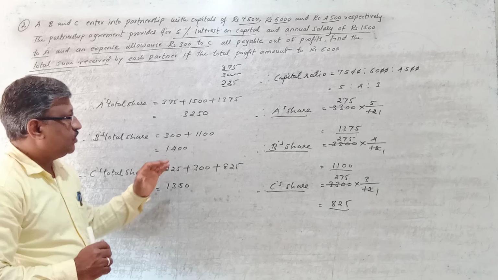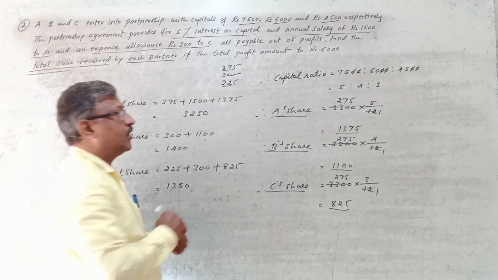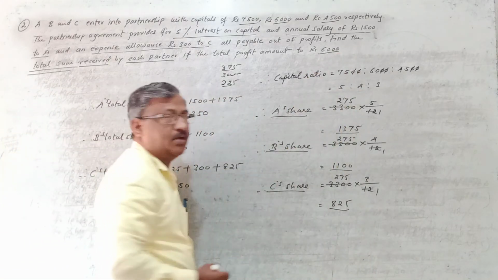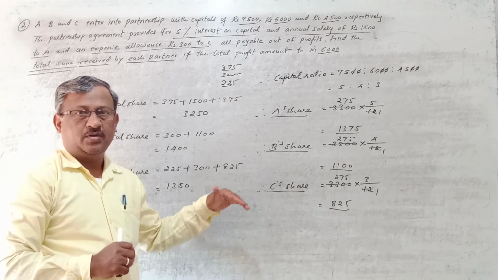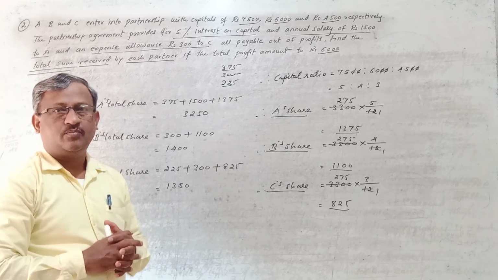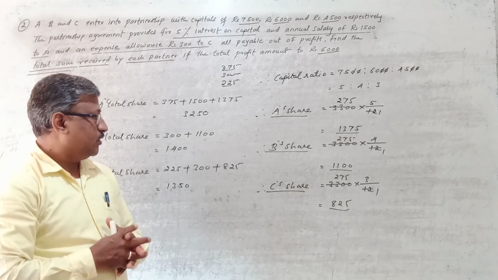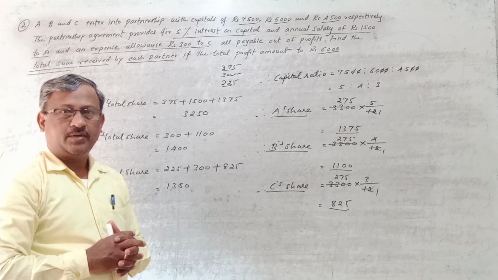So this is how we have to distribute the given profit among the given partners. You have to be perfect in the distribution of profit. I hope this sum is clear to you all.